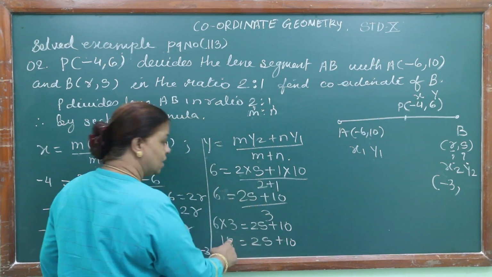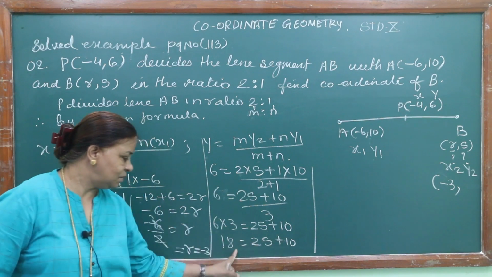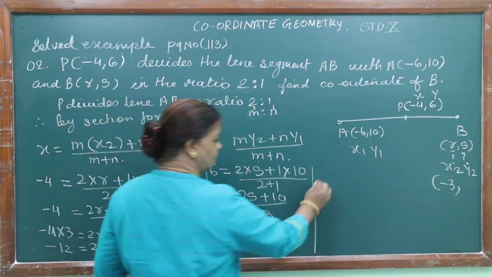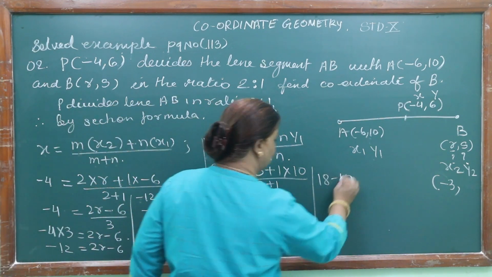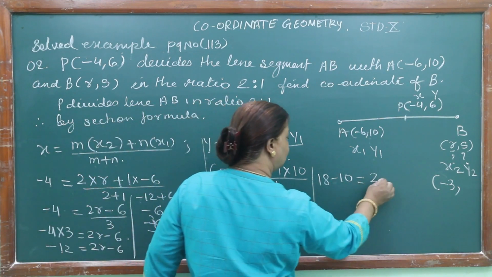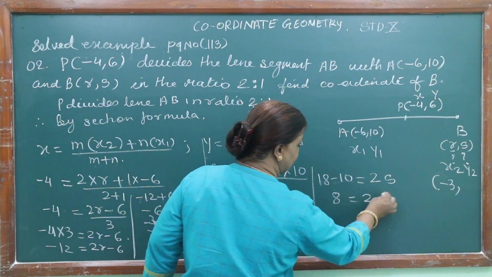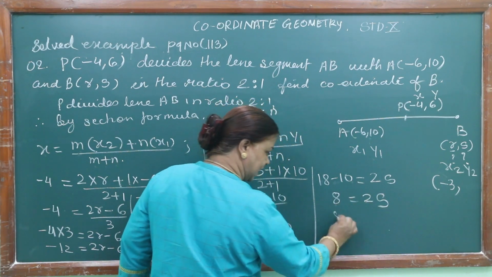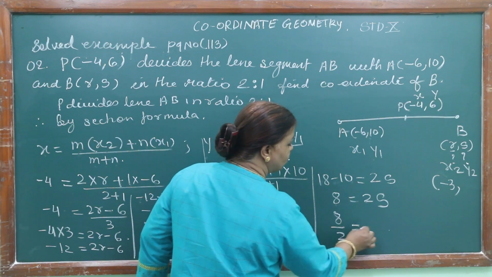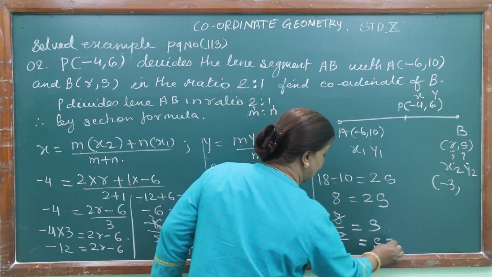Now 10 will come here. See, 10 will come this side. It will be 18 minus 10, because 10 is plus, this will come here and become minus. It is equal to 2s. 18 minus 10 is 8. 8 is equal to 2s. 2 will divide this 8. 8 upon 2 is equal to s. 2 fours are 8. So the s value we got is 4.